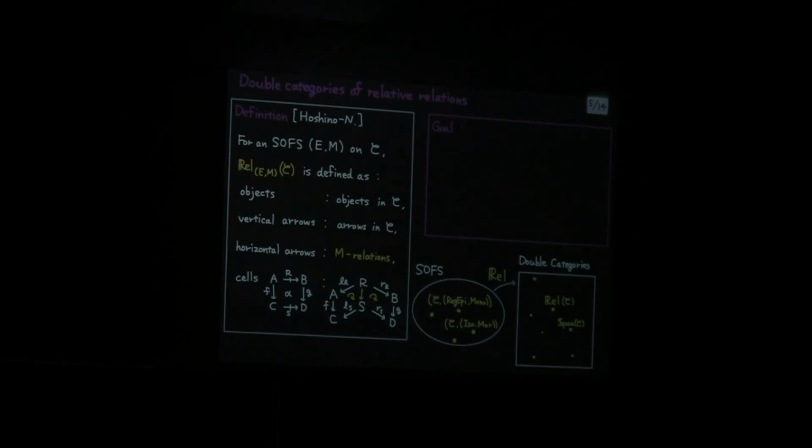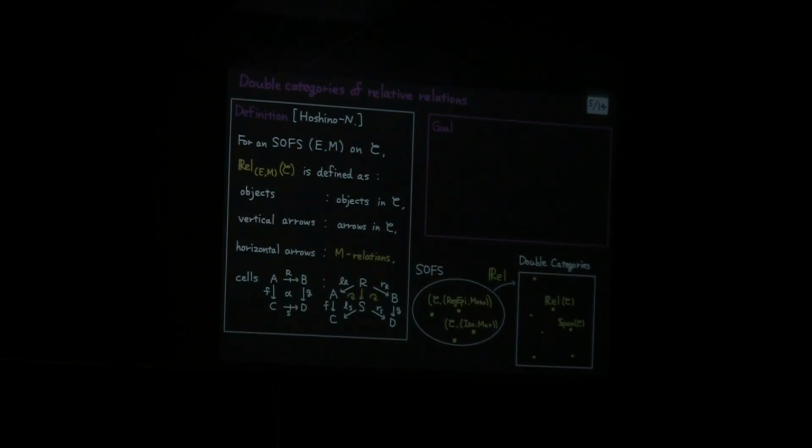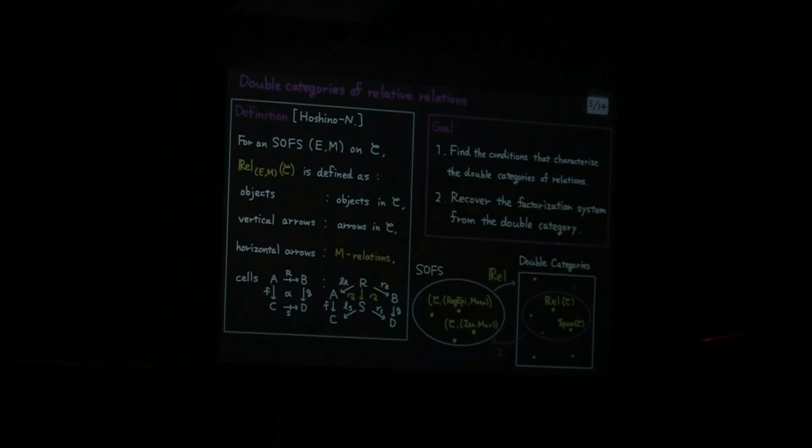Now we can specify our two goals. First, we want to know what structures on double categories characterize the double categories of M-relations. In other words, we want to delineate the image of this construction in terms of double categories. And second, we want to know how we can recover the factorization system from the resulting double category. I'm going to answer these questions in this talk.